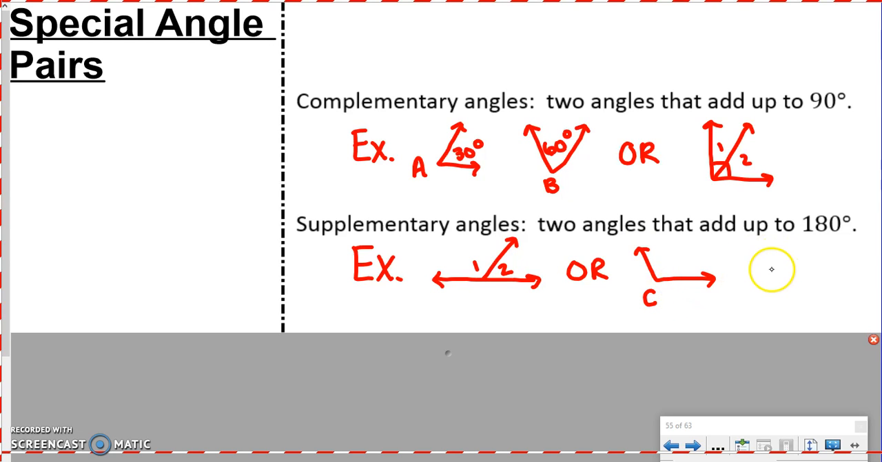So let's say I had angle C, and then you had angle D over here, and let's say this is 120 degrees, and this is 60 degrees. So angle C and angle D are supplementary angles because they add up to 180, but they don't necessarily have to touch. So again, they could be adjacent or not adjacent.